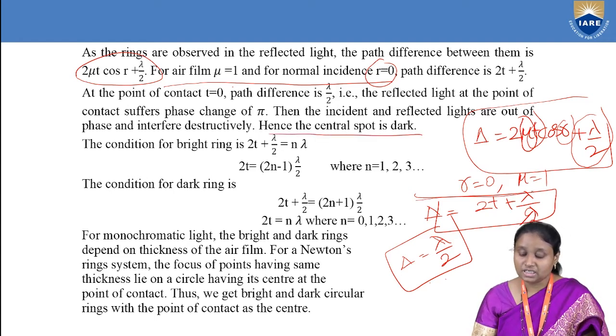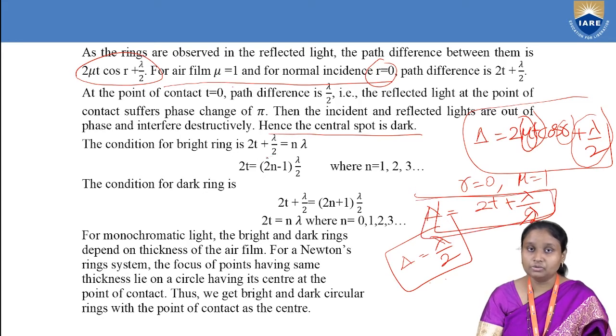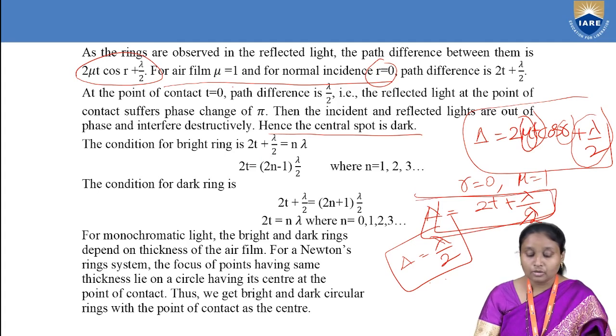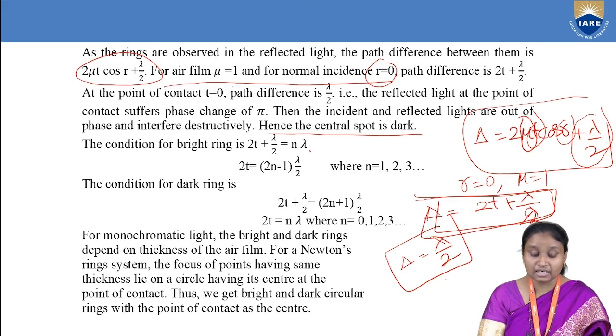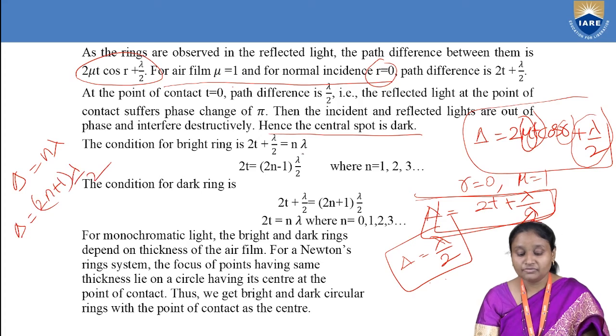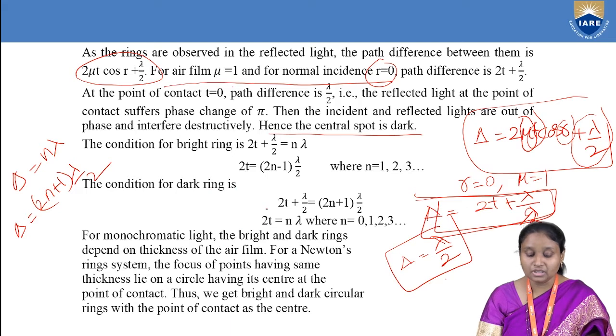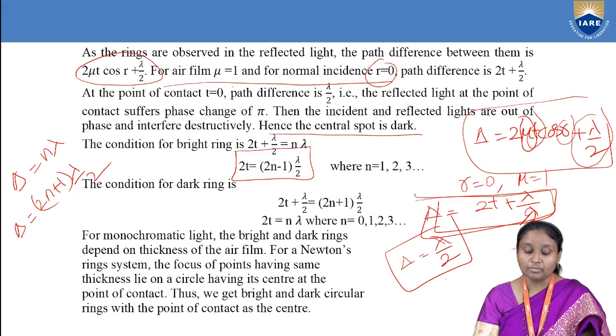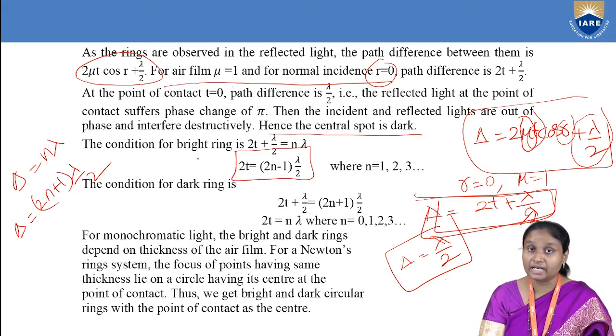Now next, I'm going to take this path difference 2t plus lambda by 2. Now I'm going to apply the condition for maxima and then the condition for minima. What is the condition for maxima? The condition for maxima is path difference should be equal to n lambda. I told you for maxima path difference should be n lambda, and for minima path difference should be (2n plus 1) lambda by 2. So here, if path difference is n lambda, and if we rearrange the terms, then finally for a bright fringe we end up having 2t equal to (2n minus 1) into lambda by 2. This is the condition in order to get a bright ring.